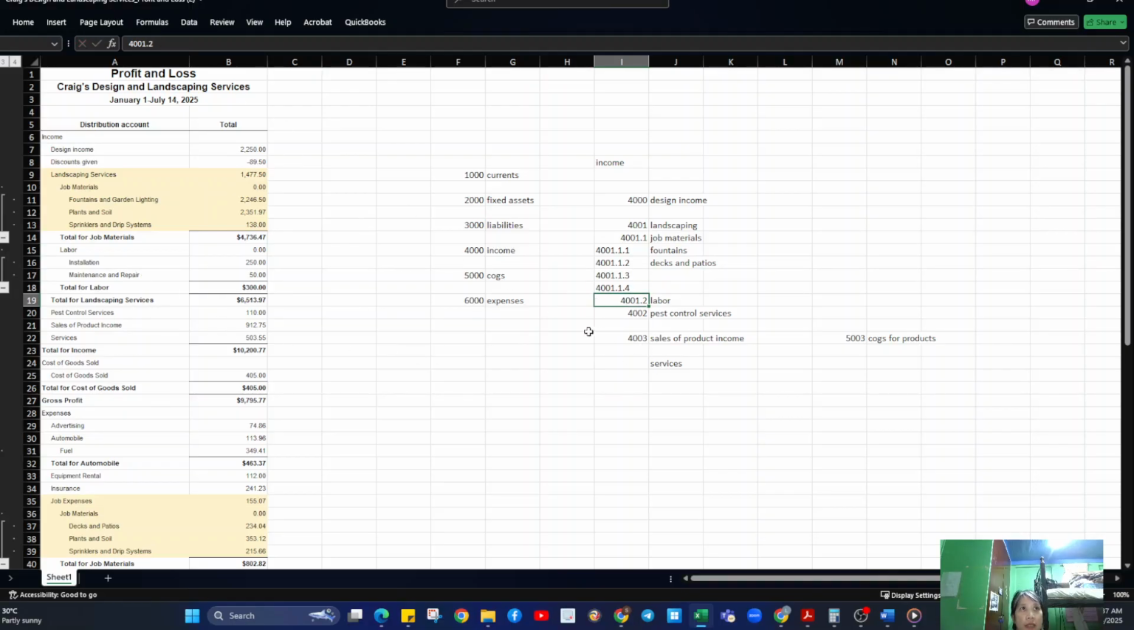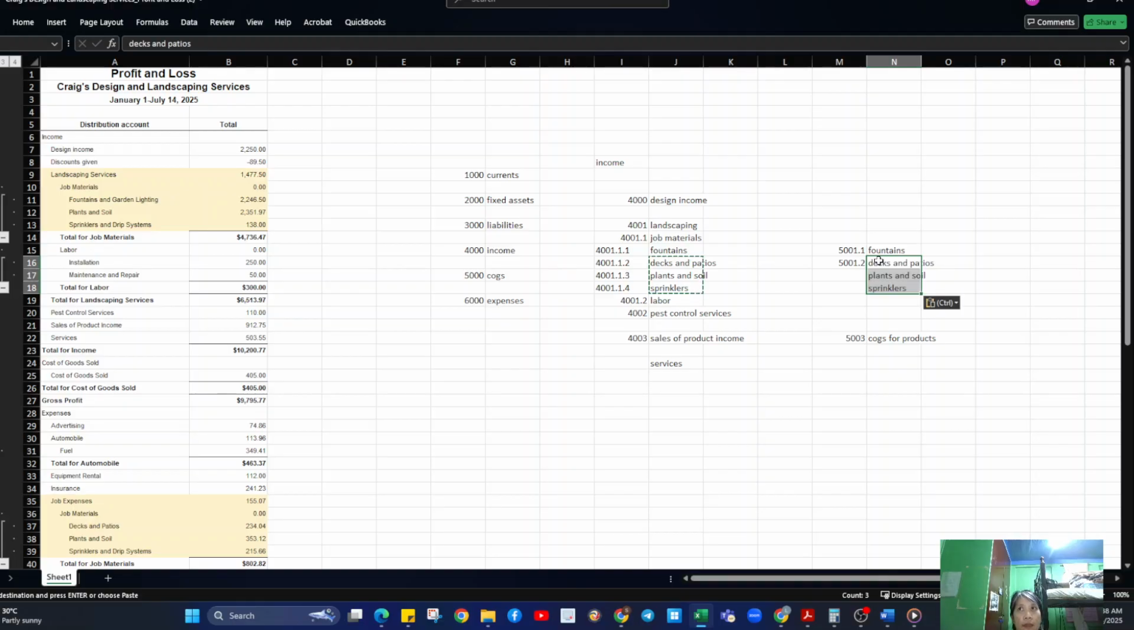Alright, so decks and patios, we have plants and soil, sprinklers. Now, in terms of COGS, this one, I would put it under 4001.1 for fountains. No, 5001.1 for fountains, 5001.2 for decks and patios.